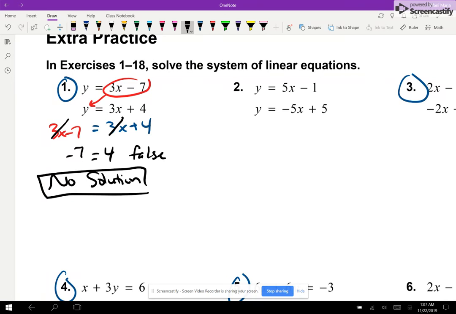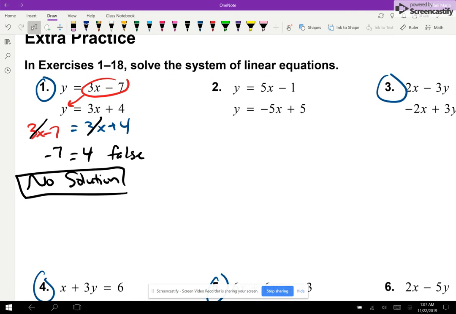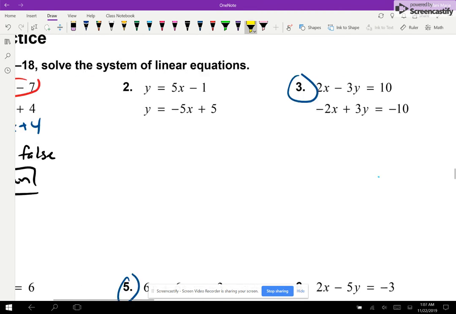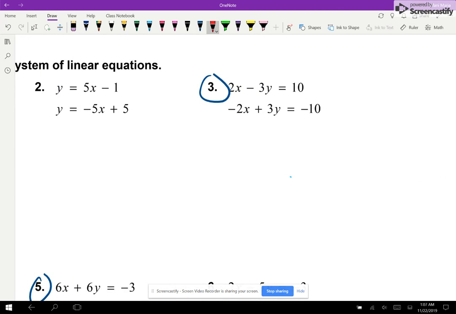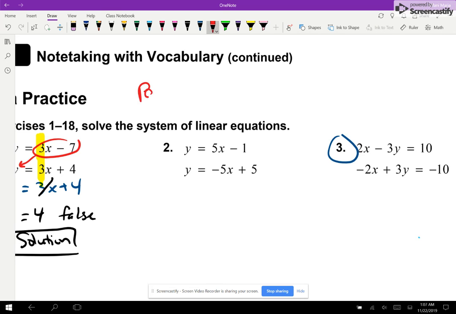So if I were to graph it, I would notice that I have the exact same slope, but I have a different y-intercept. So they're never going to intersect. They have no solution. Number 3, and again, if you want to follow along, this is page 150 in your notes.